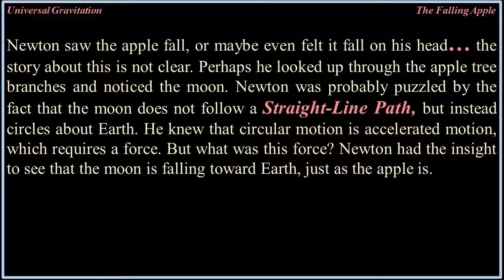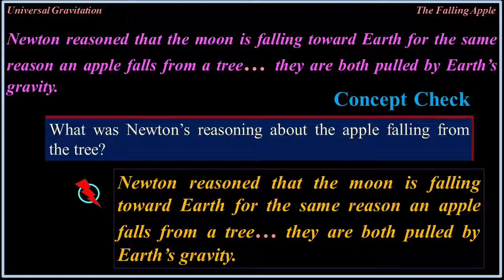But what was this force? Newton had the insight to see that the moon is falling towards Earth, just as the apple is. Newton reasoned that the moon is falling towards Earth for the same reason an apple falls from a tree. They are both pulled by Earth's gravity. What was Newton's reasoning about the apple falling from the tree?